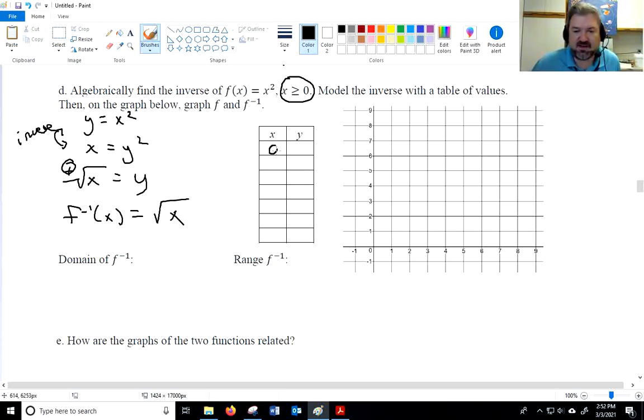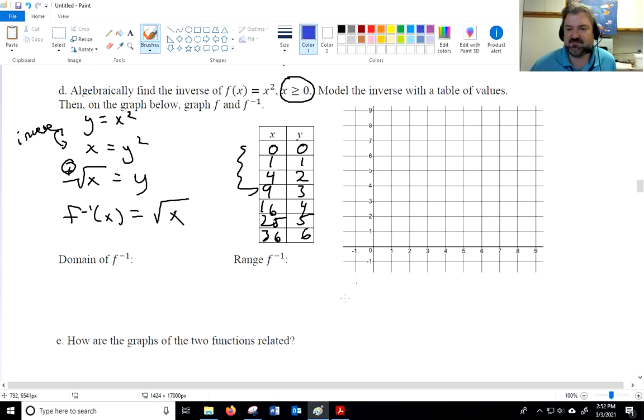So I'm going to start with x equals 0, and the square root of 0 is 0. I'll go to x equals 1, which has a square root of 1. And then the next number I'm going to go up to is 4, because that's the next integer with a rational square root, 2. The square root of 9 is 3. The square root of 16 is 4. 25 is 5. 36 is 6. And we want to be familiar with those numbers, particularly these here, because we'll see them a lot.